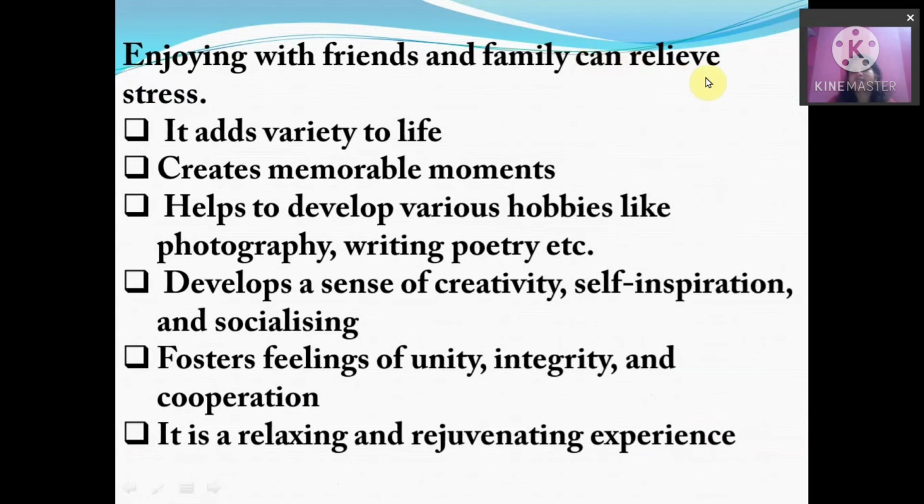Enjoying with friends and family can relieve stress. It adds variety to life, creates memorable moments, helps to develop various hobbies like photography, writing poetry, etc., develops a sense of creativity, self-inspiration and socializing, and fosters feelings of unity, integrity and cooperation. It is a relaxing and rejuvenating experience.